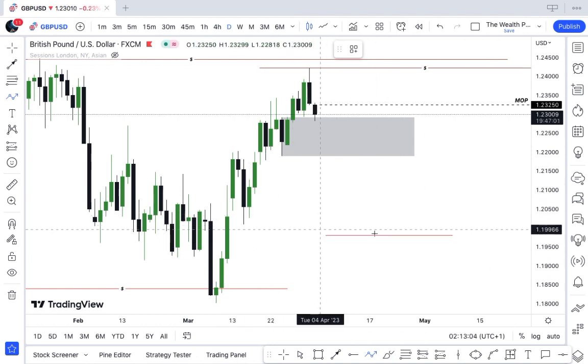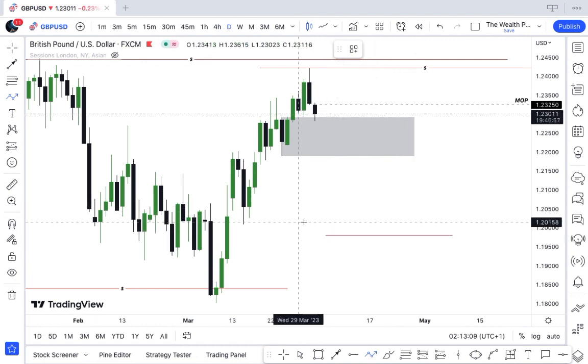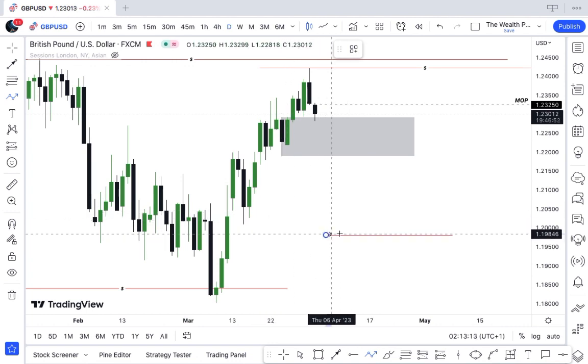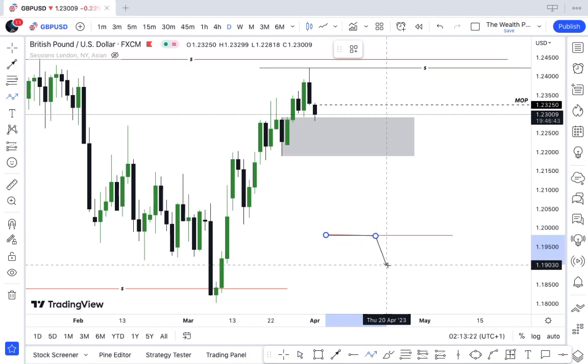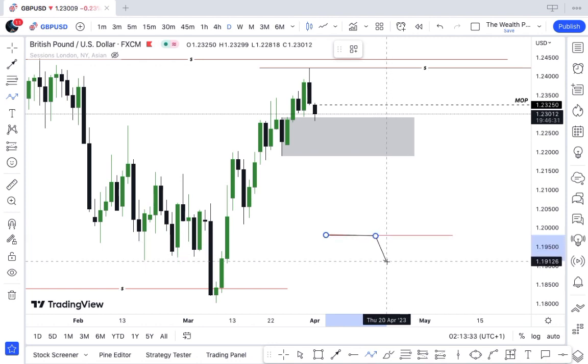So let's assume this to be the opening price for a day, for a week, and for a month. Once price opens at a particular level, remember, price does what we call a judo swing. Once price does the judo swing, the aim is to shake off retail.